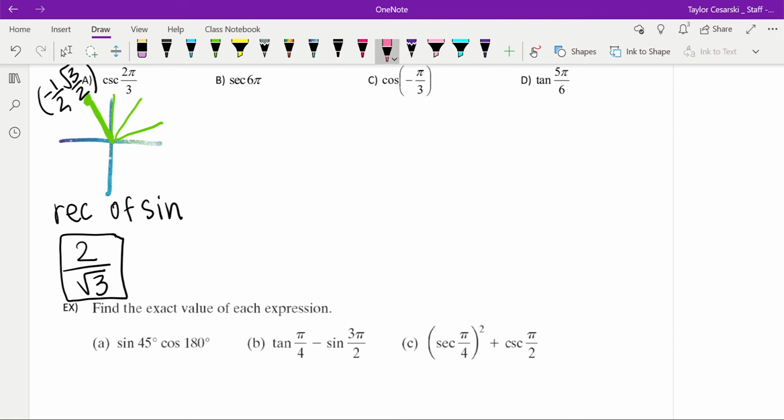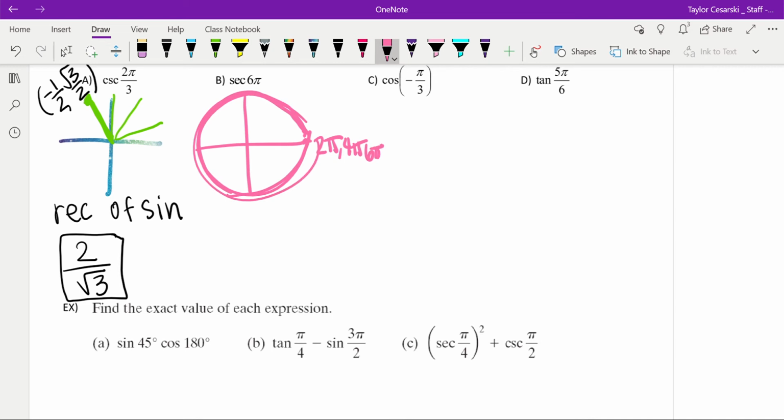All right, next example, we're going to sketch. So first of all, you notice on this one, it's 6 pi, so that's too big. So if I go one lap around, whoops, that's 2 pi, all right? I go another lap around, that's 4 pi. And if I go another lap around, that's 6 pi. So I'm going to end up back on the far right side.